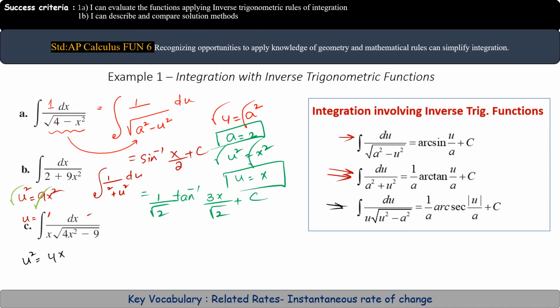So that is 4x square. Take the square root on both sides. So u is equal to 2x. Now what is a square equal to? It is 9. Take the square root on both sides. So a equals 3.